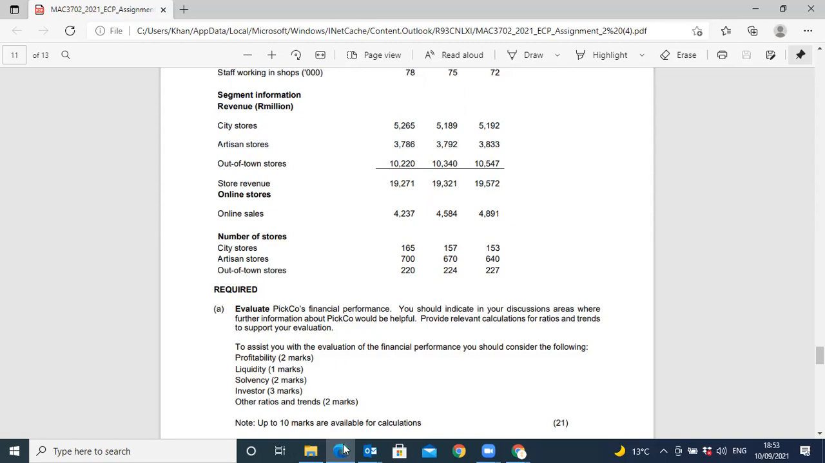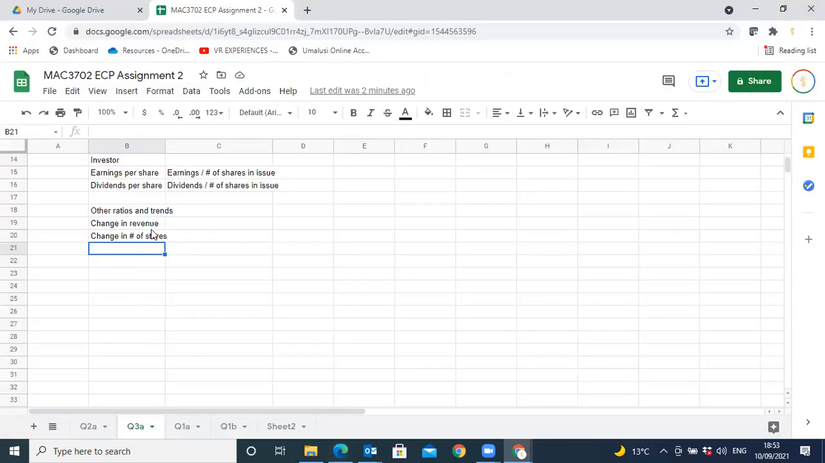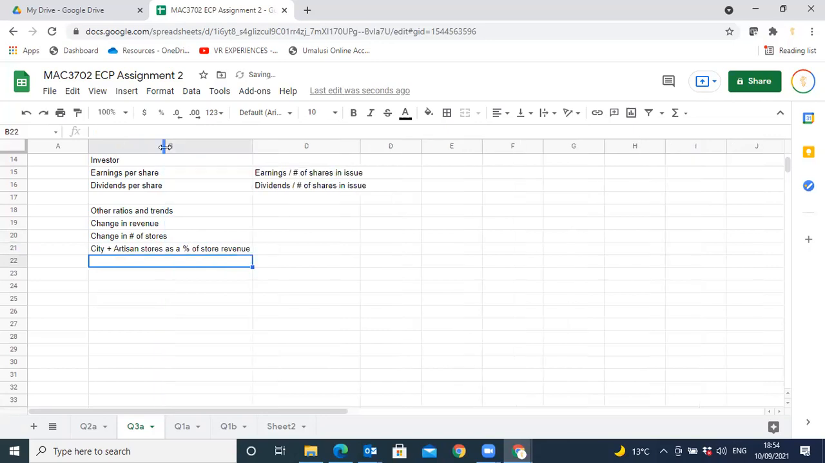But what I showed over here was revenue, change in revenue, change in number of stores, but I guess you can also say city plus artisan stores as a percentage of store revenue. If you do that, you can also see what will happen. They're going to lose quite a bit of revenue.